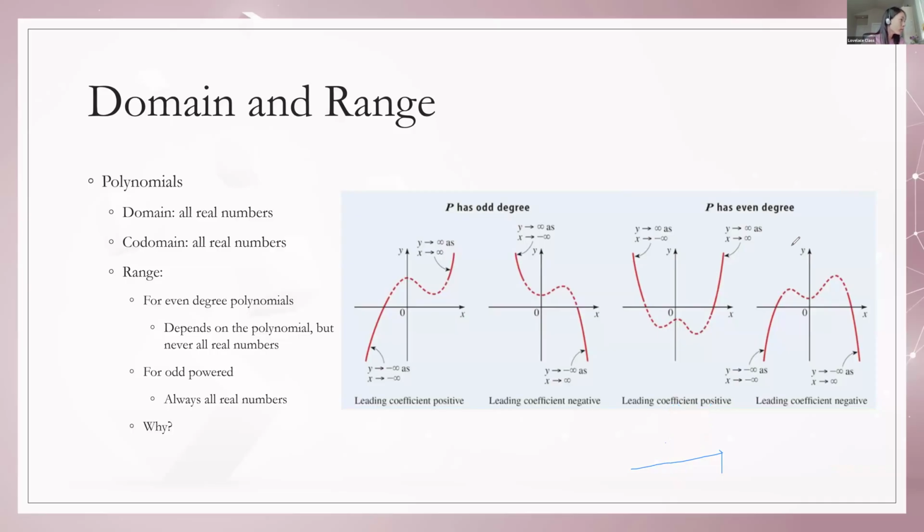So what that means is that for even degree polynomials, you don't necessarily know the range, but you know that it's not all real numbers because both sides will go to the same infinity. So everything here is not part of the range. But for odd powers, it definitely is all real numbers no matter what, because each side will go to a different infinity. One side will go to negative infinity and one side will go to positive infinity. So every number in between is covered. So the range is always all real numbers.